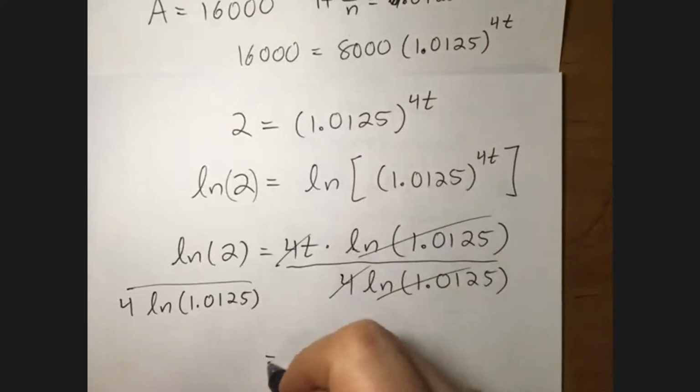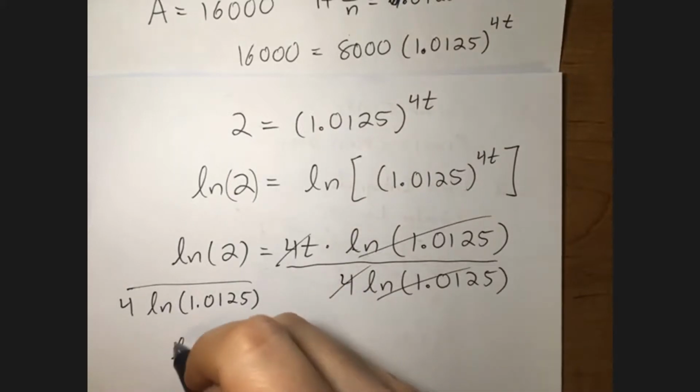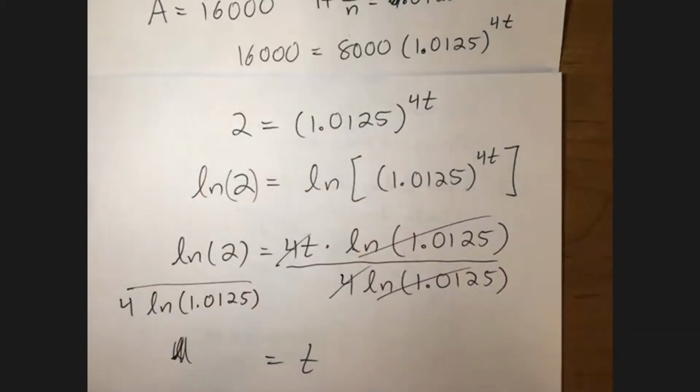We've solved for t. T equals this, right? Well, this. I'm going to compute it on the calculator, okay? So make a guess about how long you think it might take. And I'm going to go ahead and compute this. Log of 2 divided by 4 times log of 1.0125.